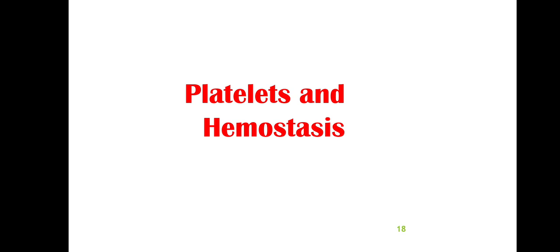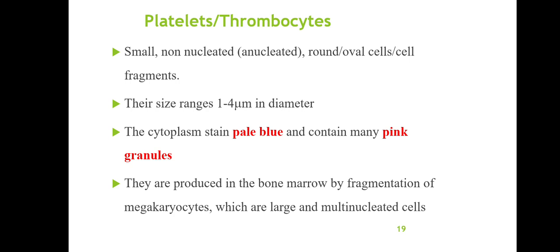Platelets and hemostasis. How about platelets and hemostasis? Platelets play a critical role in blood clotting, and blood clotting is stopping the blood. Hemo, blood, stasis, stoppage. So stopping blood, stopping hemorrhage. Okay, so what's with platelets and hemostasis? So what are platelets or thrombocytes? This is the other name.